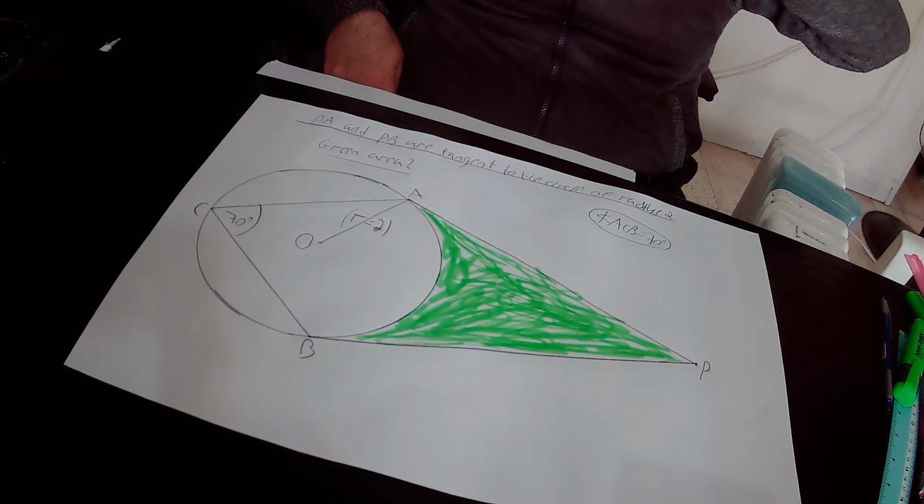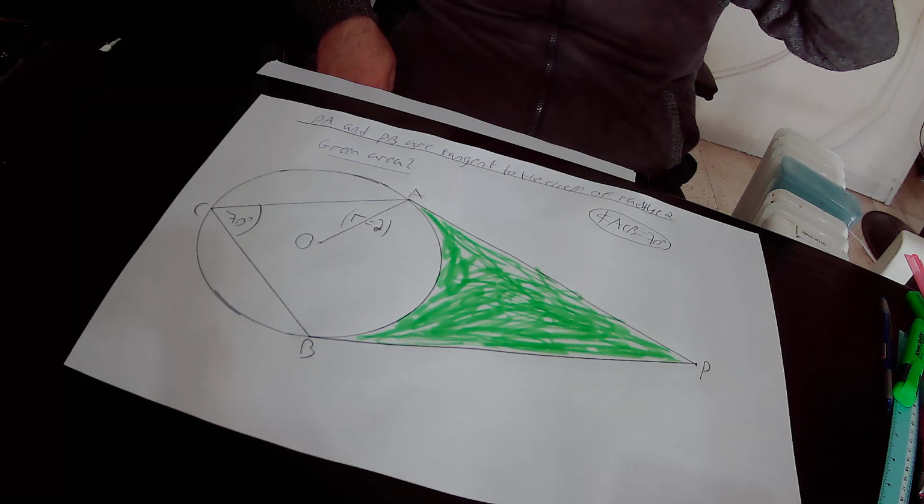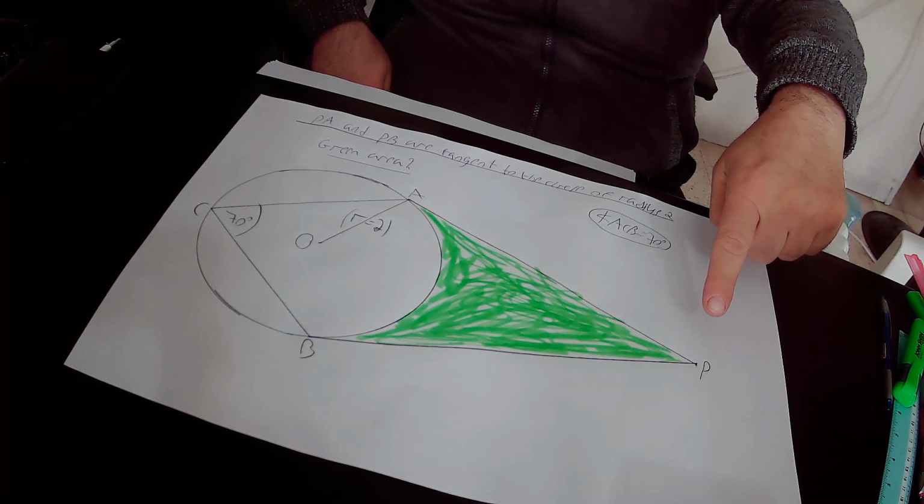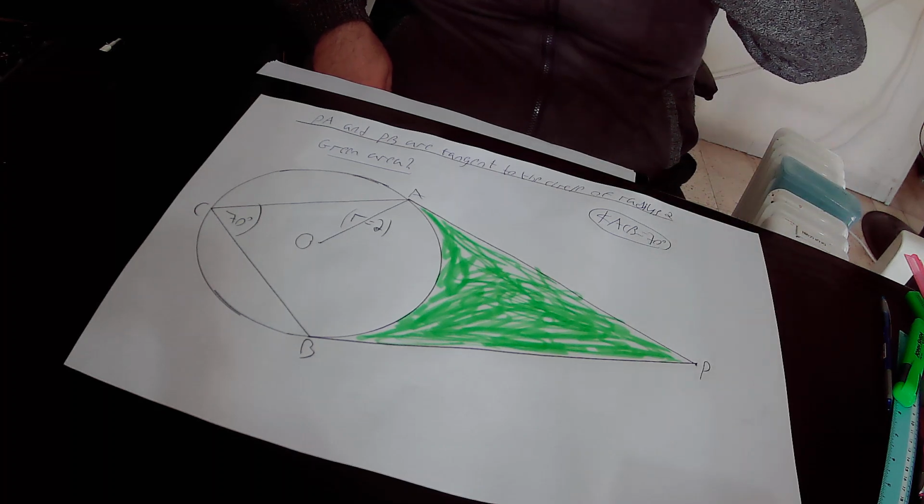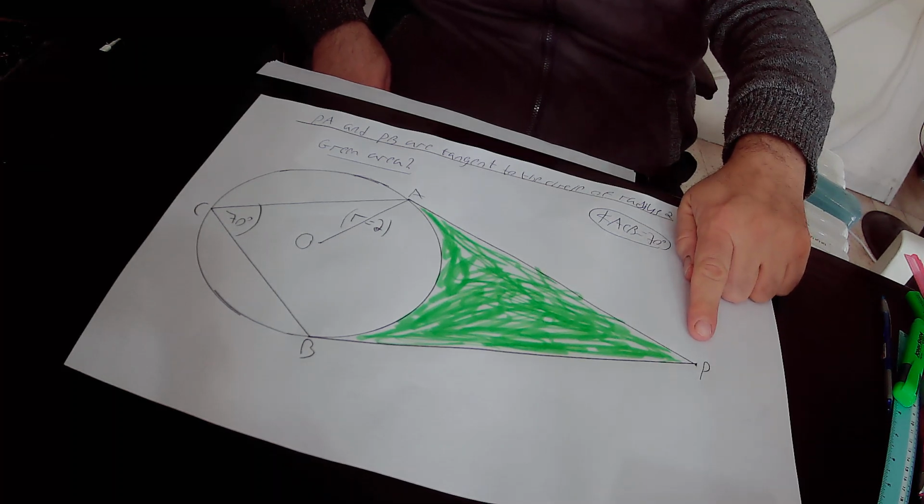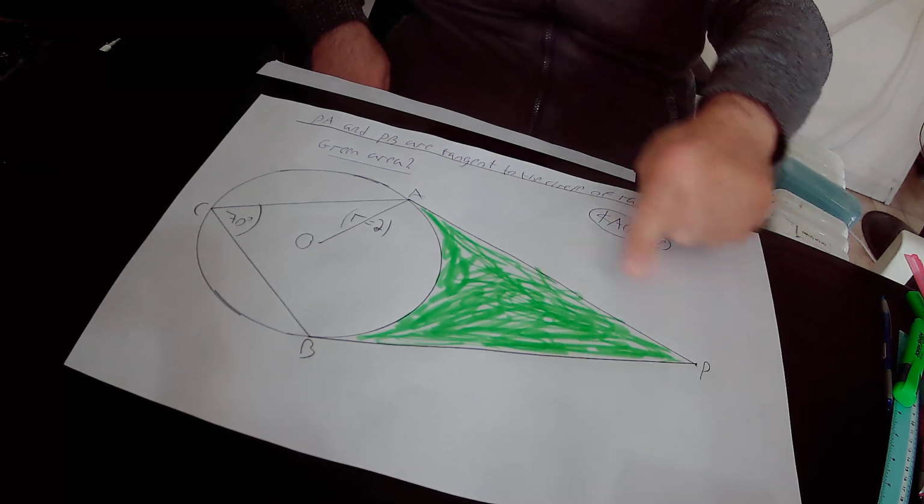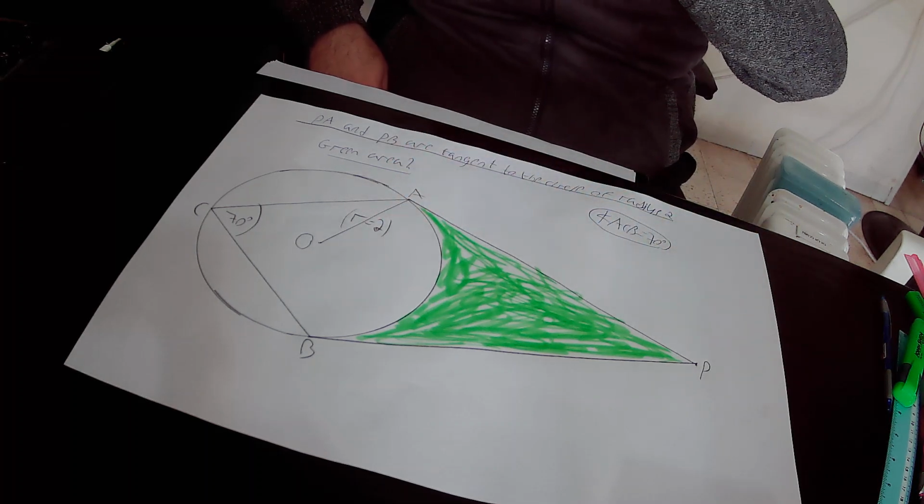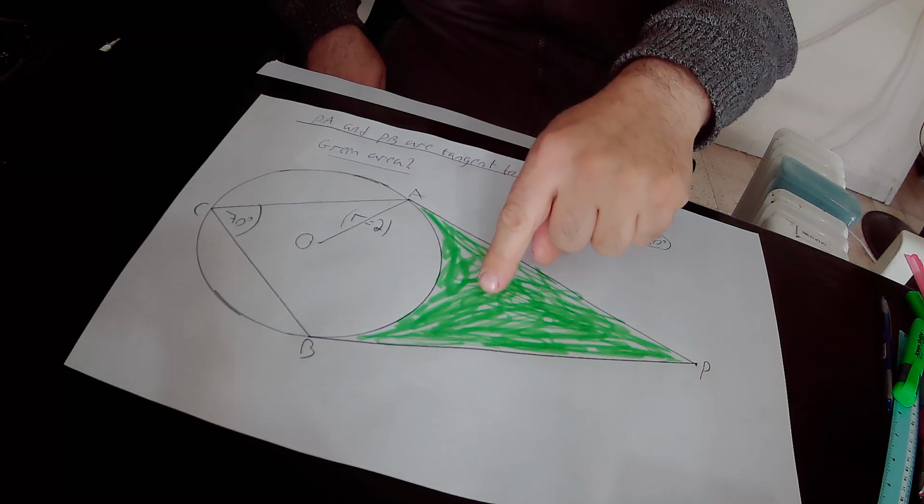In addition, we have in the drawing this point P, that is a common external point in relation to this circle. And from the common external point P, we have two tangents to this circle, tangent PA and tangent PB. Our mission is to find out the area of this green shape.